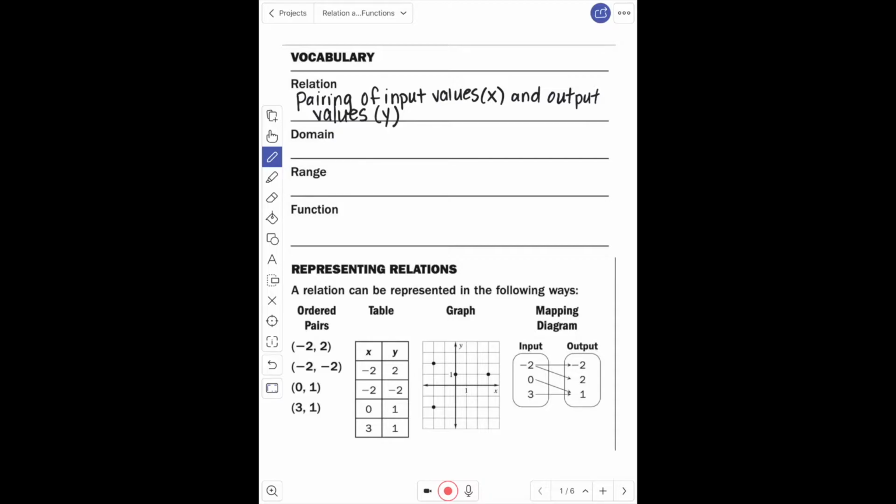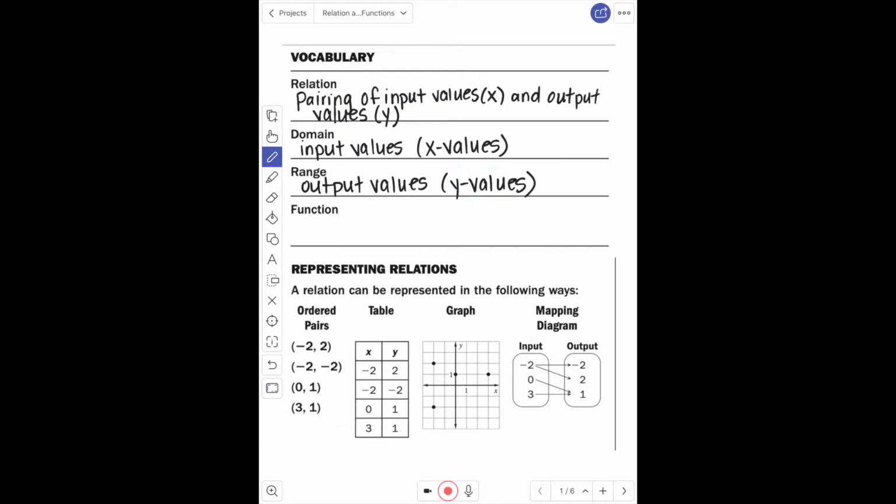Now, another key word that you need to know is domain. So domain is my input values. So my input values are my x values. So when you think about domain, you should be thinking about the x values. My range is my output values. So my range is the same thing as talking about my y values.